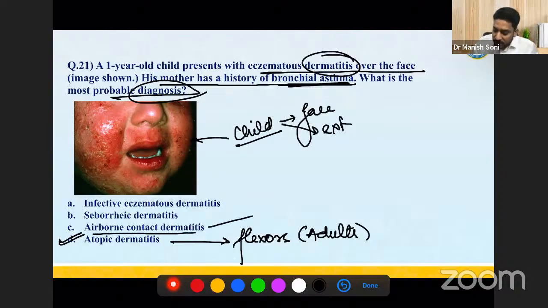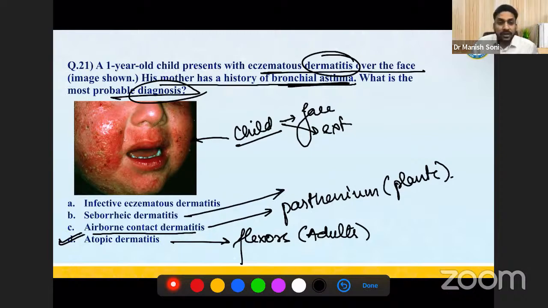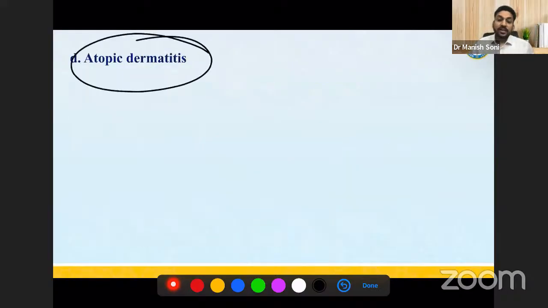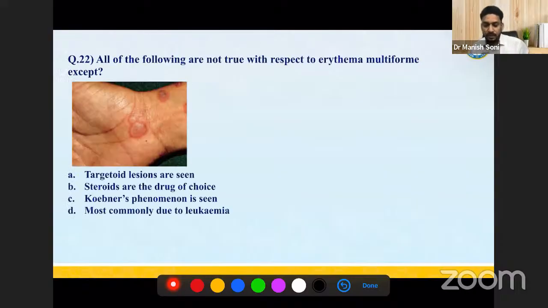Airborne contact dermatitis is generally due to Parthenium, which is a plant. Seborrheic dermatitis, I already told you, in infants is known as cradle cap, and this generally occurs over scalp. And infective eczematous dermatitis has infection, so there will be pus-filled lesions. So this is a case of atopic dermatitis.